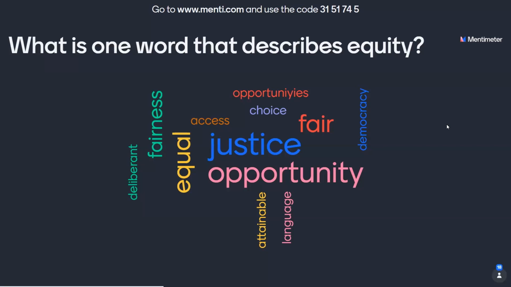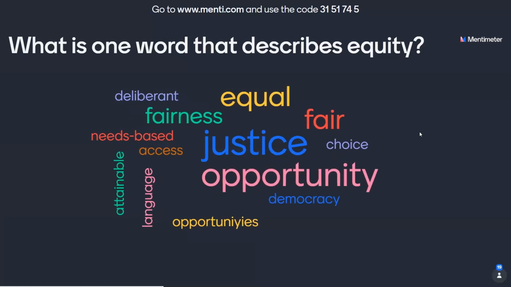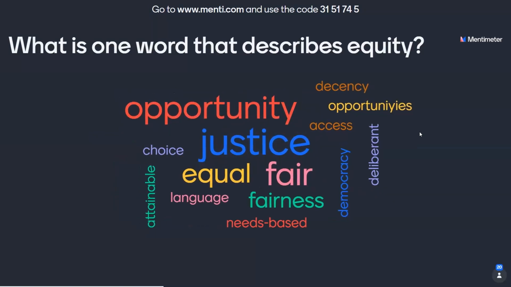I like attainable. I think that's a lot of people, there still needs to be just kind of an argument for it being attainable. I know in some of the earlier conversations about health inequities, people do feel as though it's just kind of an intractable problem. Needs-based, right? Fairness and justice. I'm glad it looks like justice and opportunity, and multiple people have submitted that. Okay, great. And it looks like we have 20 folks now signed in, so that's great.